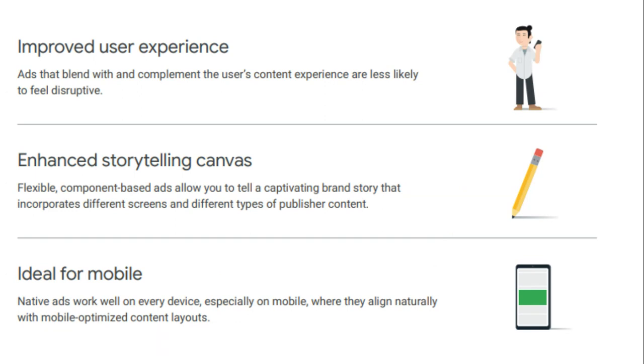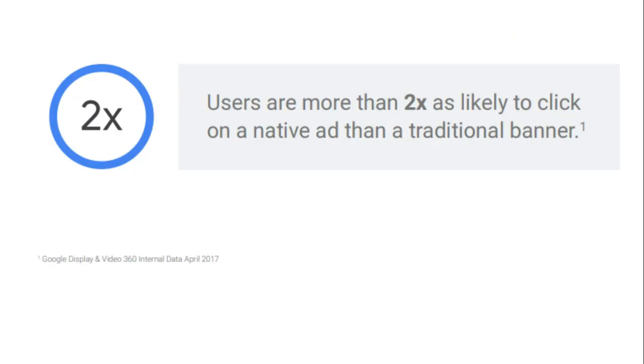Native ads work well on every device, especially on mobile, because they align naturally with the mobile optimized content layout. So you would not really identify the difference between the actual content and your ad until you see "sponsored". Now there is one thing that might come into your mind: isn't the person supposed to know that it is an ad?